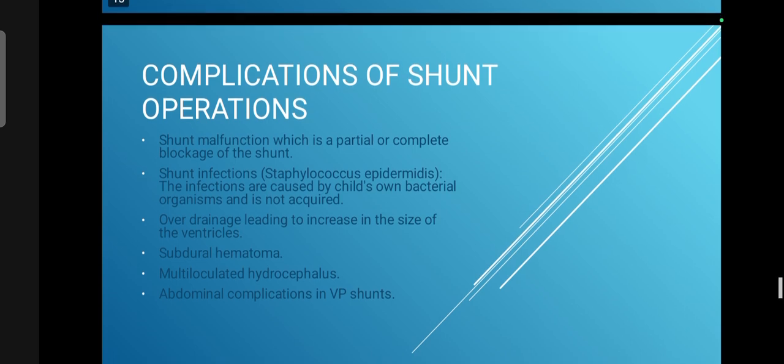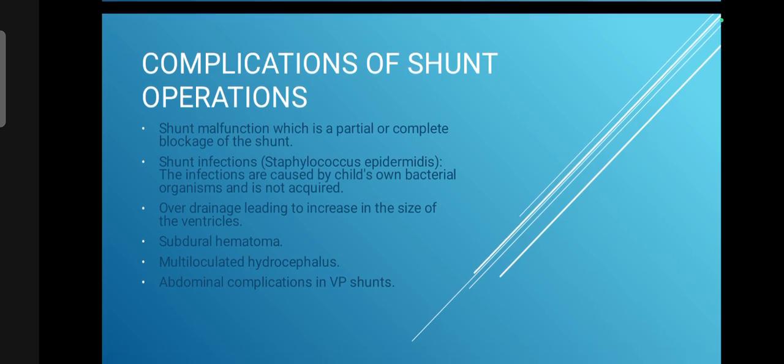Next, about the complications of shunt operations. Shunt malfunction, which is a partial or complete blockage of the shunt. Shunt infections. The infections are caused by the child's own bacterial organisms and are not acquired. Next complication is over drainage leading to an increase in the size of the ventricles. Next complication is subdural hematoma. Then multiloculated hydrocephalus, and next complication, abdominal complications in VP shunts.